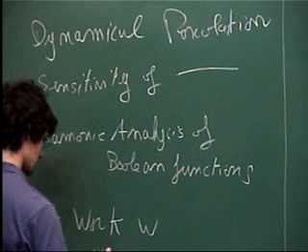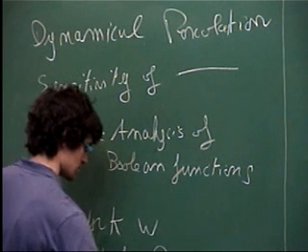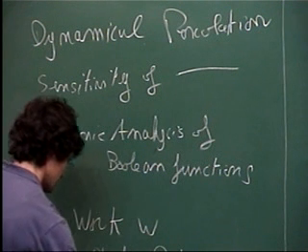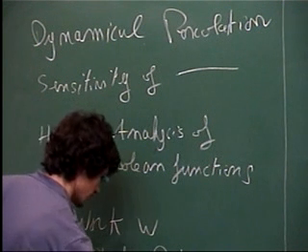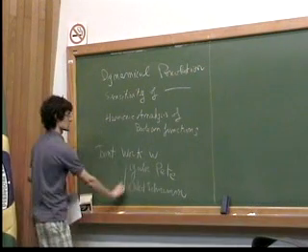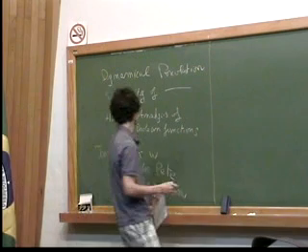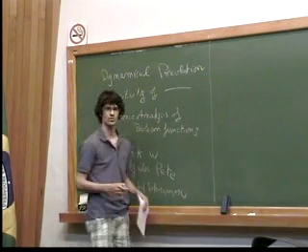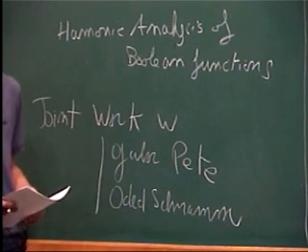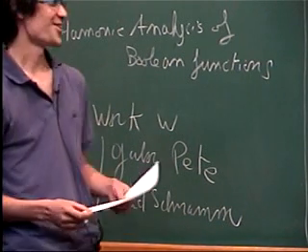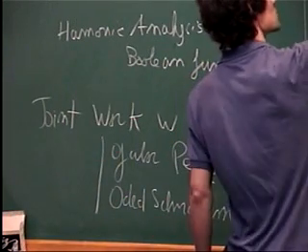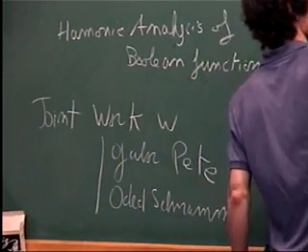Gabor Peter, I think, with the pronunciation, and Oded Schramm, both from Microsoft Research. And so there is a paper now in the archive, and it's called the Fourier spectrum of percolation, something like this. So maybe let's first introduce the model of dynamical percolation.